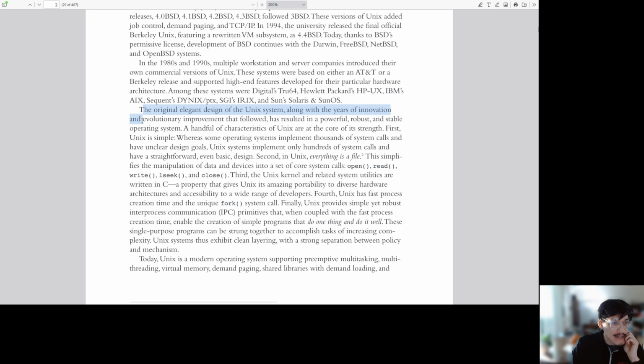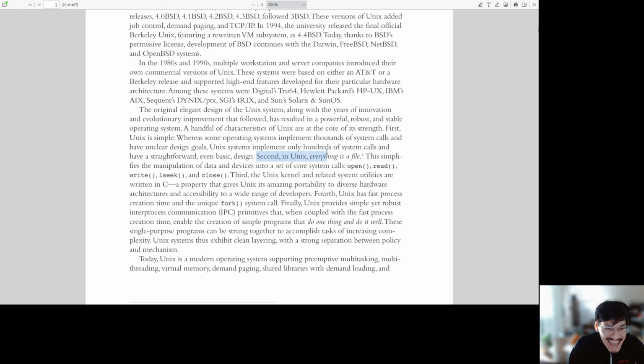The original elegant design of the Unix system, along with the years of innovation and evolutionary improvement that followed, has resulted in a powerful, robust, and stable operating system. A handful of characteristics of Unix are at the core of its strength. First, Unix is simple. Whereas some operating systems implement thousands of system calls and have unclear design goals, Unix systems implement only hundreds of system calls and have a straightforward, even basic design. Okay, a hundred system calls are still considered basic here.